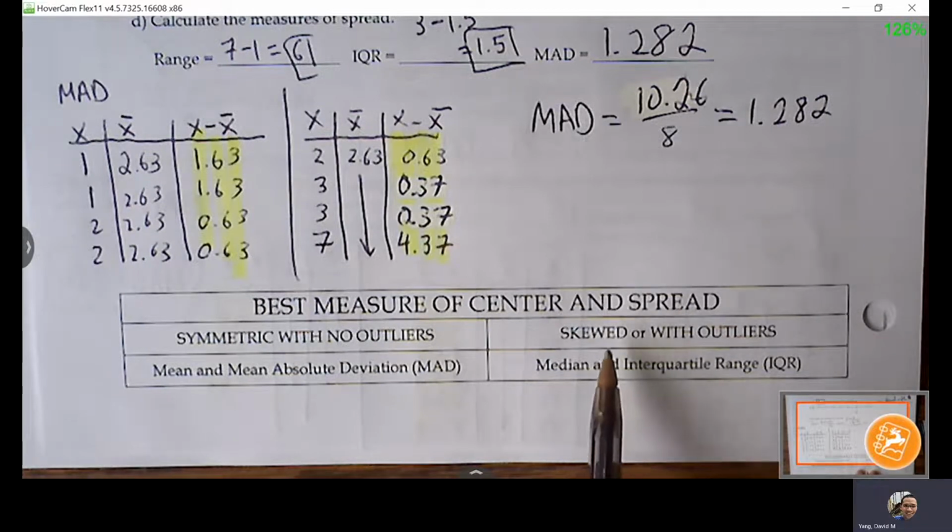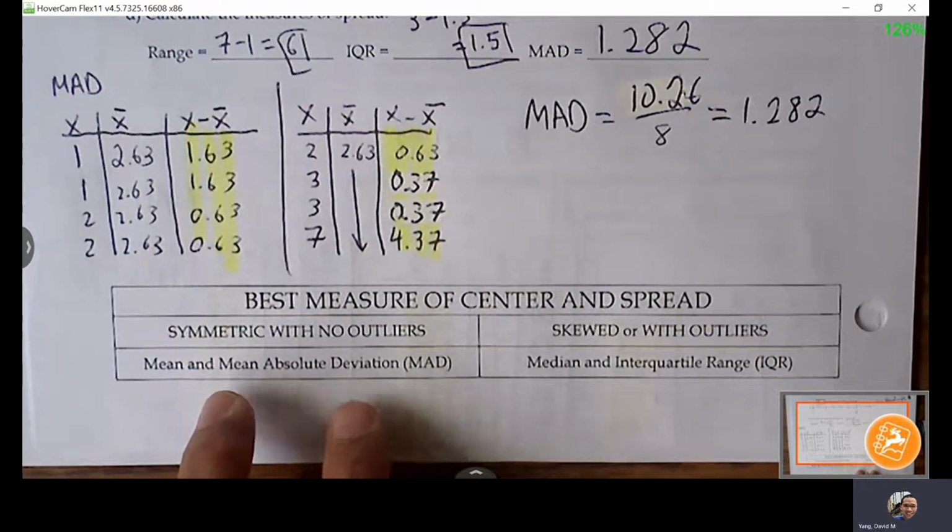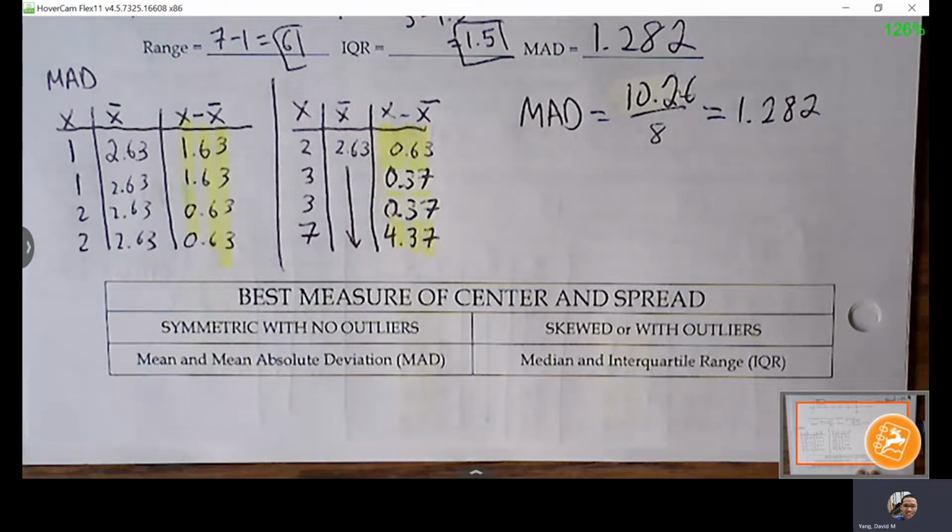Because sometimes if you have a number that is way outside of most of the numbers, it can throw off your data a little bit. But if numbers are pretty evenly distributed, then mean absolute deviation is good. But if you have numbers that are way to the left or way to the right of most of your data, then median and IQR gives you a better sense of the spread of most of your numbers that are close together.